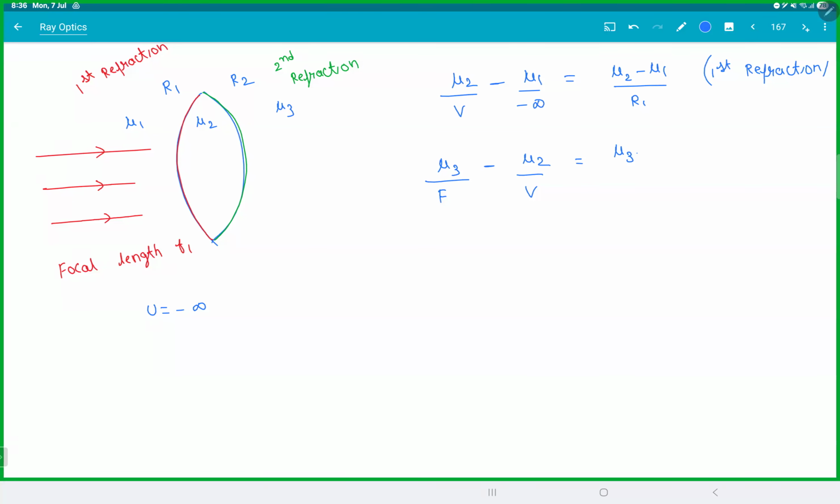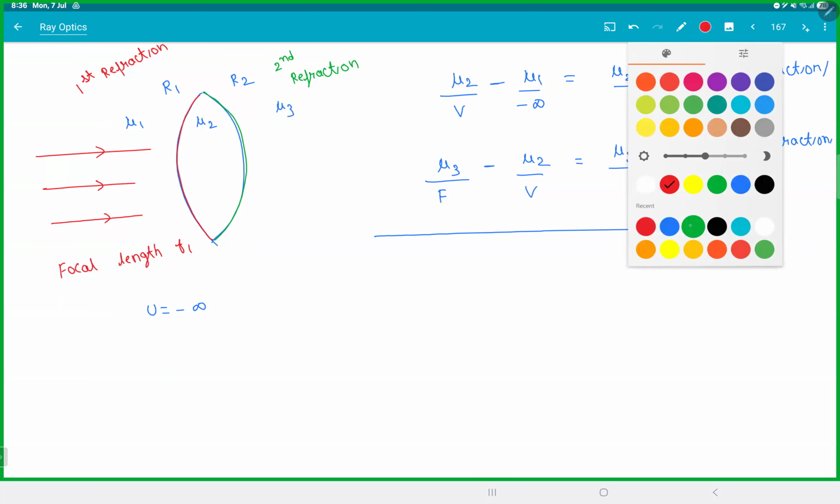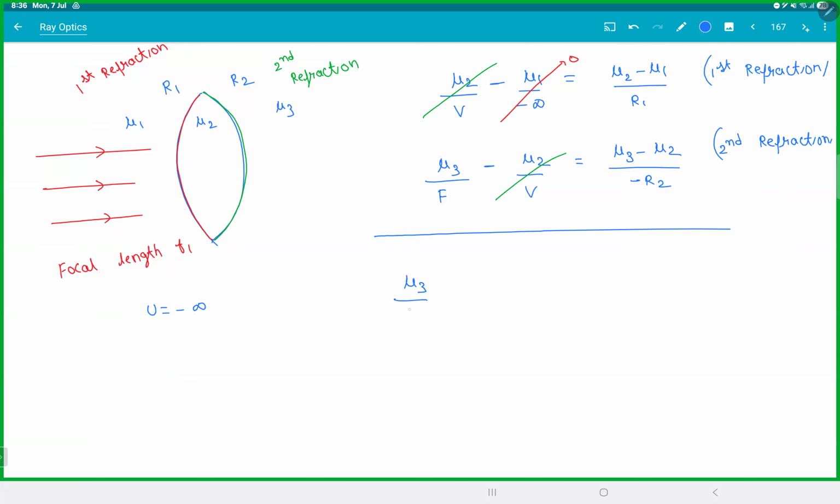And this will be mu3 minus mu2 by minus R2. This is your second refraction. When you add these two, this term will be zero because it's 1 by infinity, and this term and this term will cancel. You end up with mu3 by focal length is mu2 minus mu1 by R1 plus mu3 minus mu2 by minus R2. That's it. If you put mu1 equal to mu3, you will get your standard formula again.